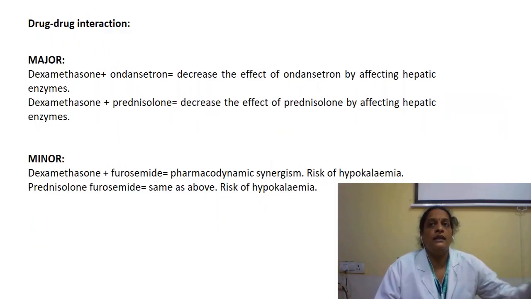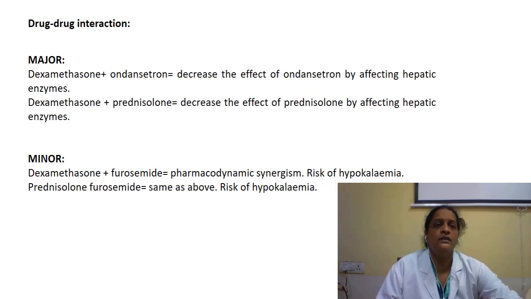Coming to drug-drug interactions, the major ones: dexamethasone with ondansetron decreases the effect of ondansetron by affecting hepatic enzymes, and dexamethasone with prednisolone decreases the effect of prednisolone by affecting hepatic enzymes. Minor: dexamethasone with furosemide has a pharmacodynamic synergism with a risk of developing hypokalemia. Prednisolone and furosemide carry the same risk of hypokalemia.